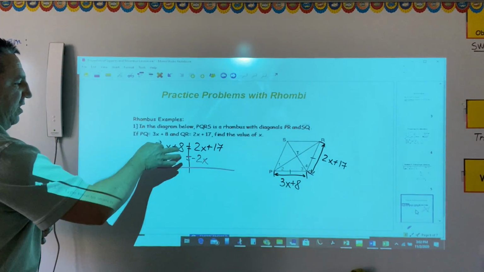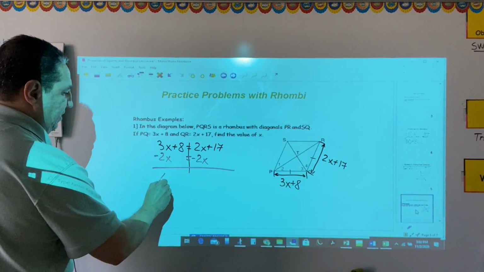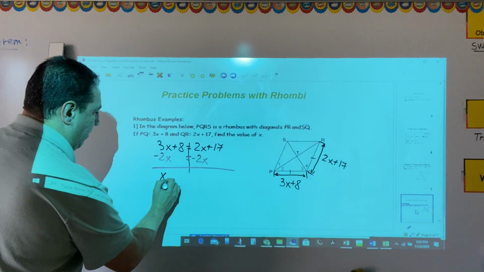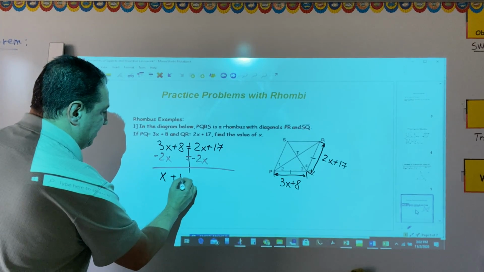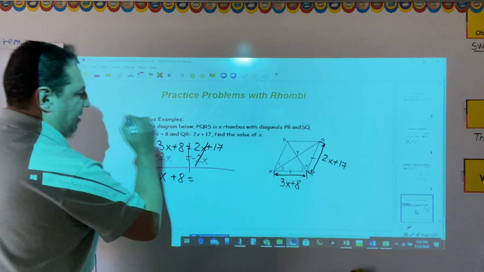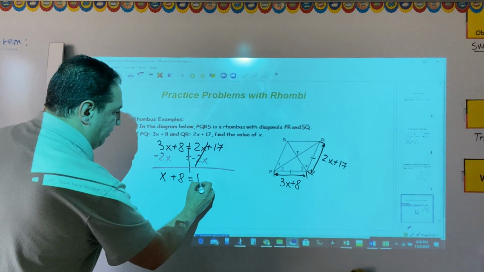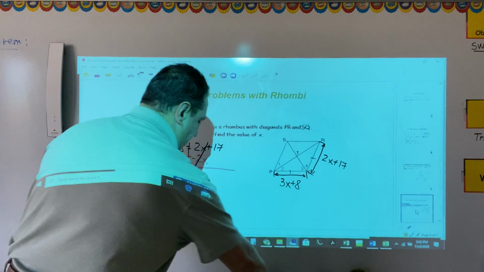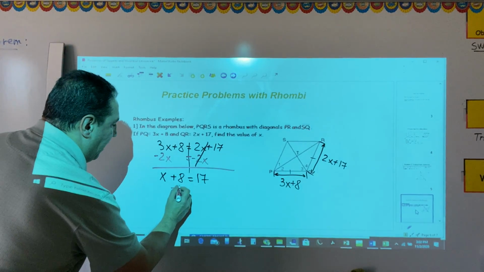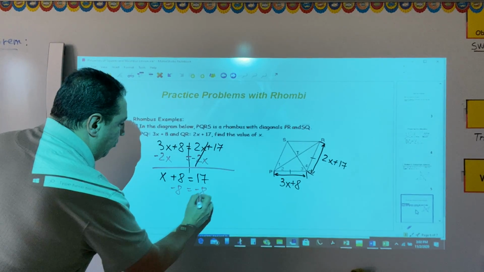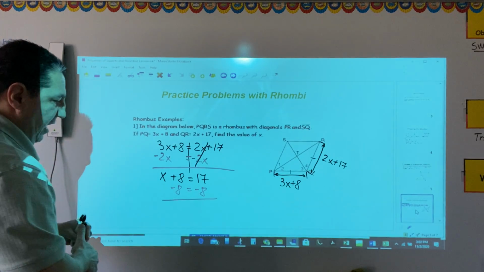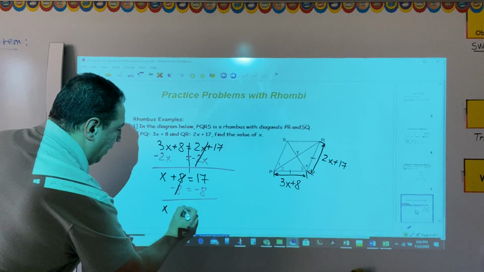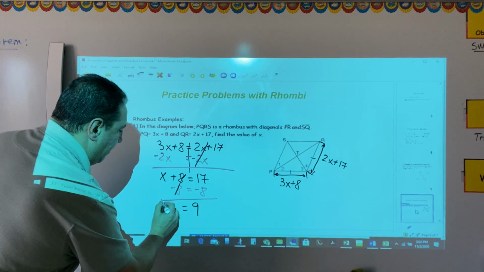So we get 3x minus 2x equals x. We bring down 8; the plus 8 and minus 8 cancel out, and we bring down 17. Then we subtract 8 on both sides to get x alone, and we get x equals 9.